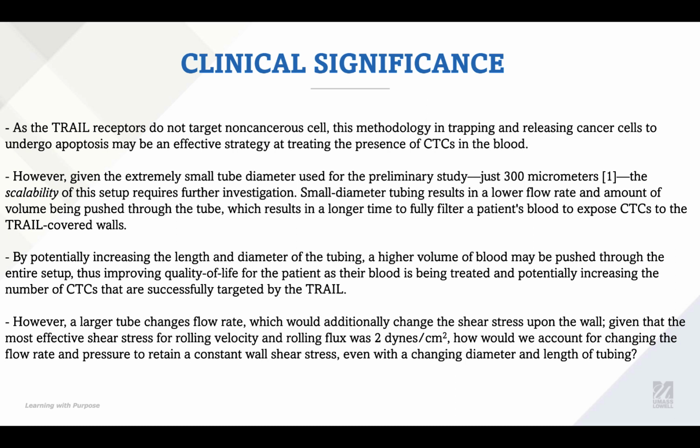So given that the most effective shear stress was that 2 dynes per centimeter squared value, how do we account for changing the flow rate and the pressure to retain a constant wall shear stress at that value, even with a change in diameter and length of tubing, because we still want to retain that maximum effectiveness with the wall shear stress value. So that was what we wanted to investigate primarily in our model. And we can go into the next slide.